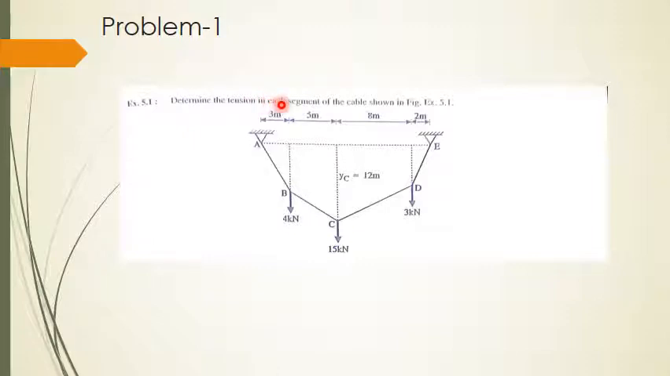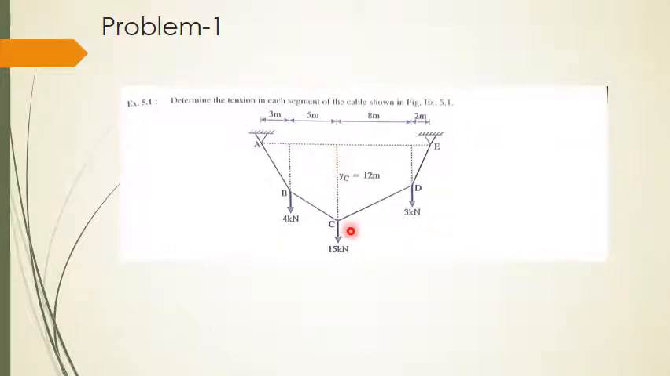Now the cable is given. The horizontal distances between the point loads are given: 3 meter, 5 meter, 8 meter and 2 meter. Point loads are 4 kilonewton, 15 kilonewton and 3 kilonewton at B, C and D. And the dip at point C is given as 12 meters. So as I previously told you, the point loads are given, the horizontal distances are given, and one of the vertical distances is also given over here.